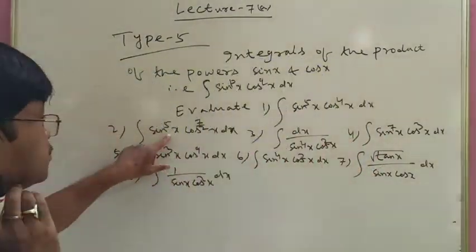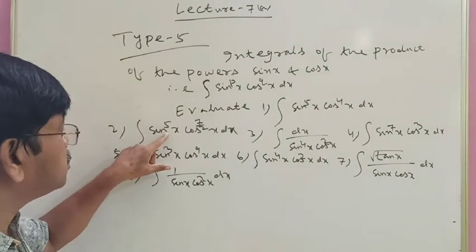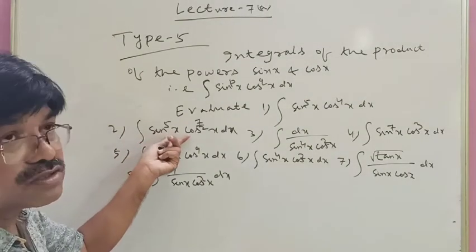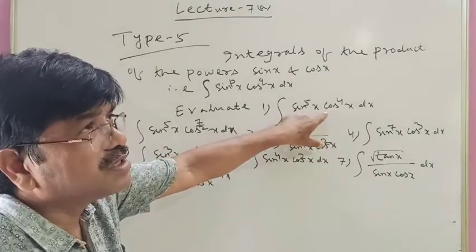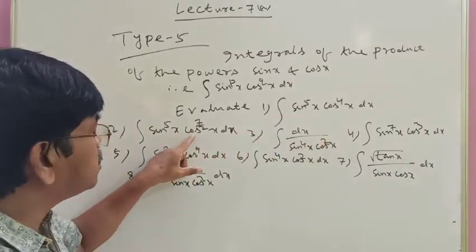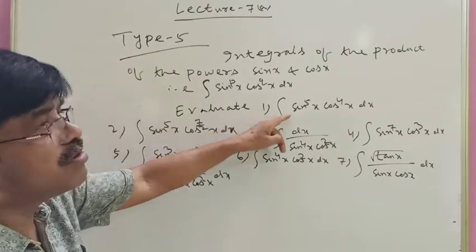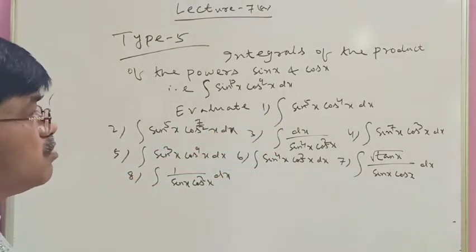And here also you see the power of sin x is positive odd. So here also you will take cos x is equal to t, whatever may be the power of cos x. Here the cos power is positive even, here it is a fraction. Since the power of sin x is positive odd, put cos x equal to t.